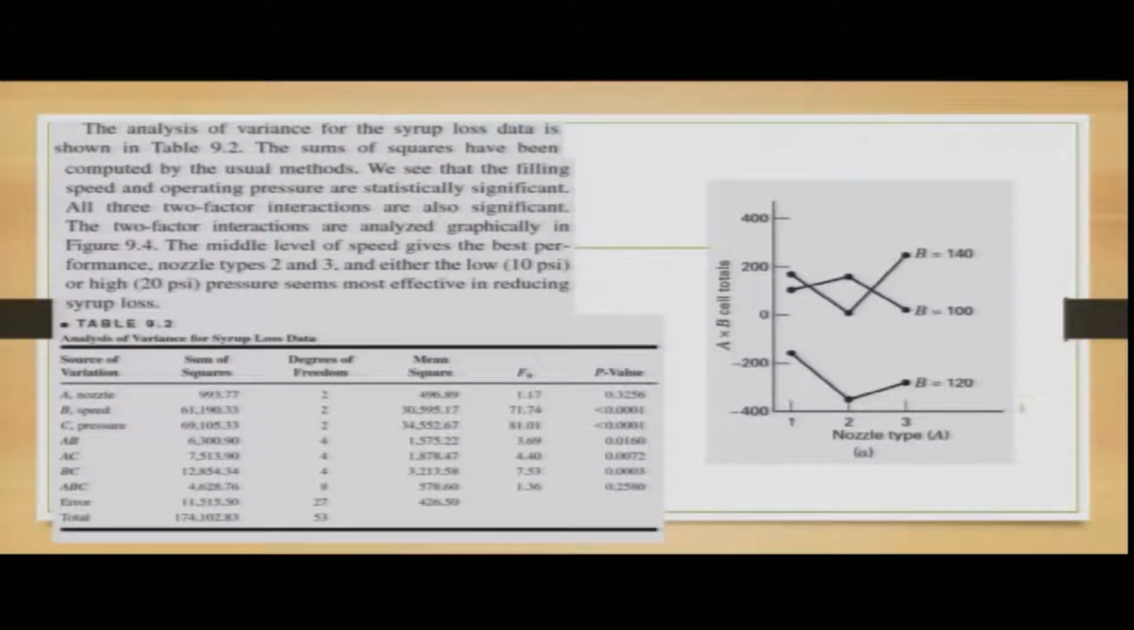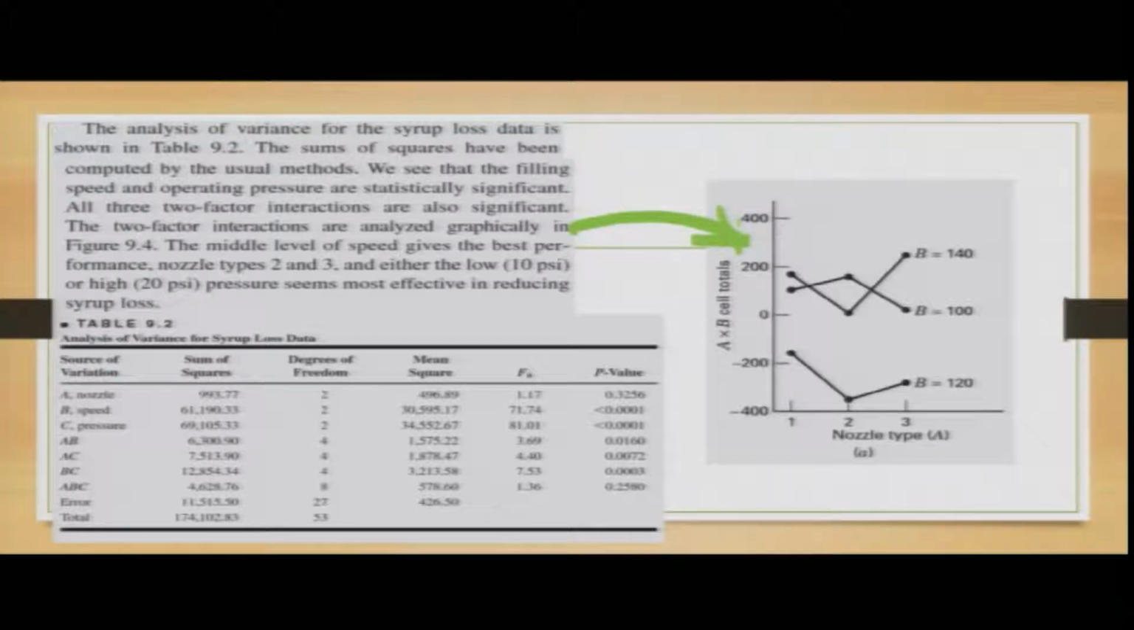The analysis of variance for the syrup loss data is shown in table 9.2. The sums of squares have been computed by the usual methods. We see that the filling speed and operating pressure are statistically significant. All the two-factor interactions are also significant. The two-factor interactions are analyzed graphically in figure 9.4, the right-hand figure, which we will consider in a little more detail.